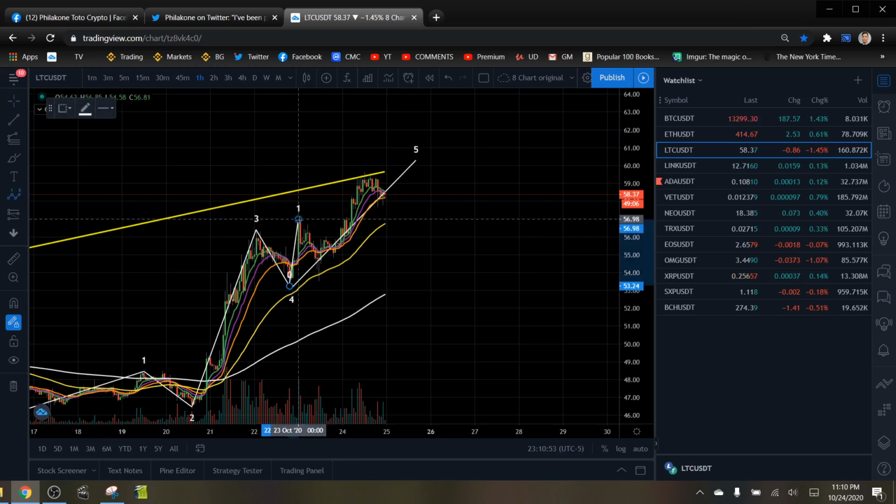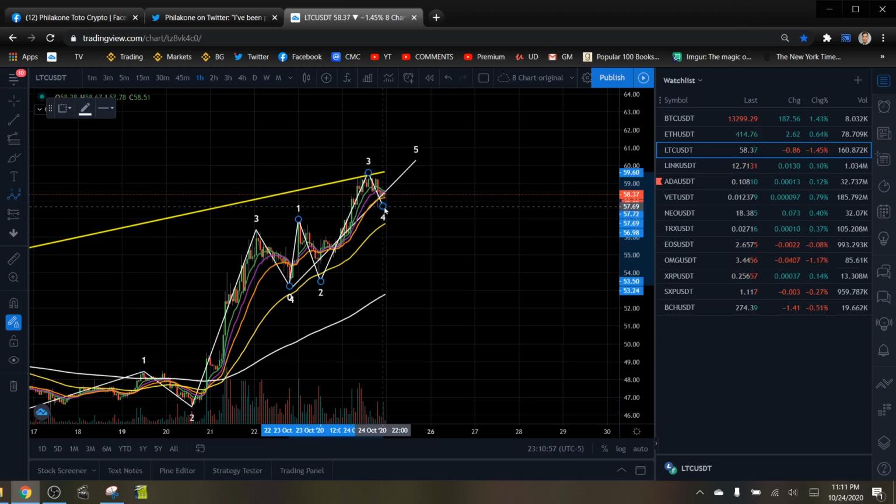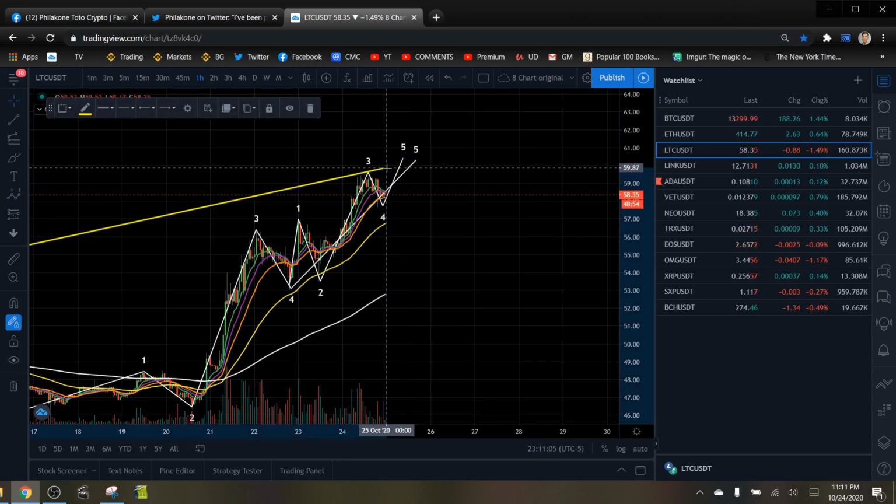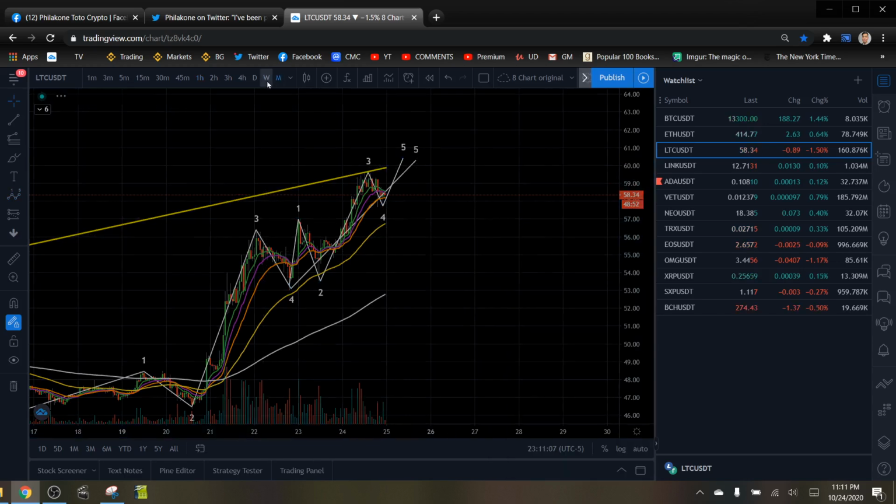Well, now in the 5, I see 1, 2, but I only see a 3 and a 4 making. Therefore, there could be another 5. One more small one up. I'm serious, small. I'm talking about 2.